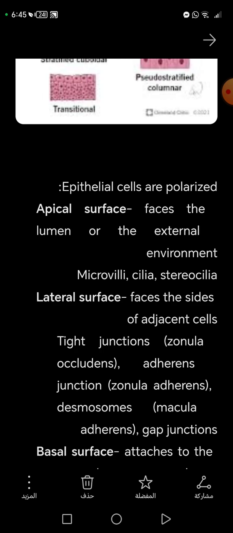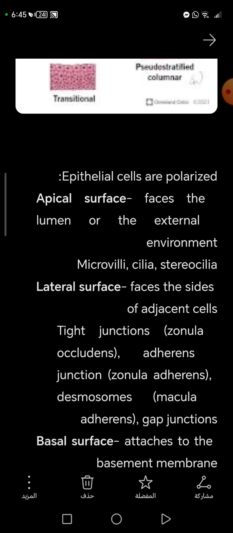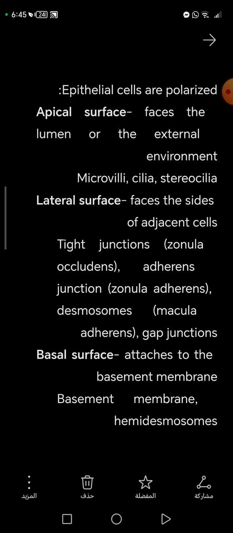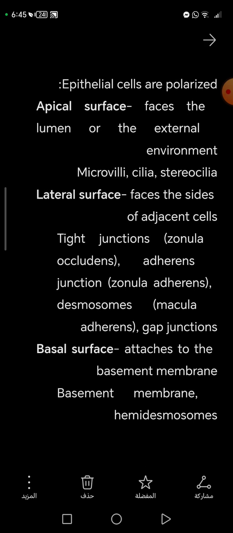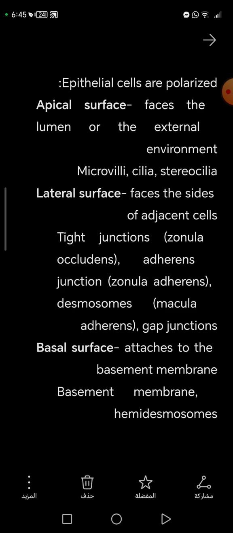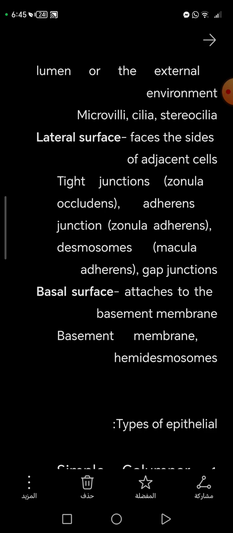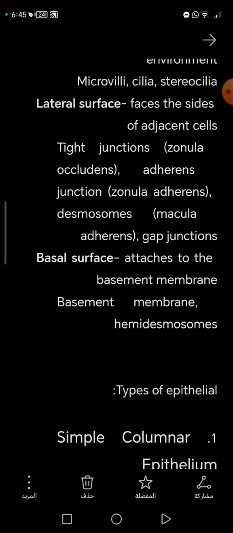The lateral surface faces the sides of the adjacent cells. They're divided into some junctions: tight junctions, adherens junctions, desmosomes, and gap junctions. There are some synonyms of them, such as zonula occludens for tight junctions, zonula adherens for adherens junctions, and macula adherens for desmosomes, and gap junctions.